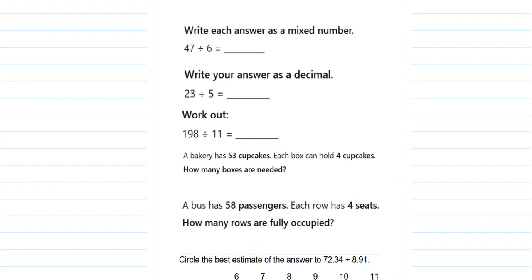Write each answer as a mixed number. 47 divided by 6. You can answer this question by dividing first and getting the remainder. How many 6s in 47? Count by 6: 6, 12, 18, 24, 30, 36, 42. You will find that you have 7, and from 42 to 47 you have remainder 5. Take the remainder over the divisor. It will be 7 and 5 over 6. Like that, you can convert it into a mixed number.